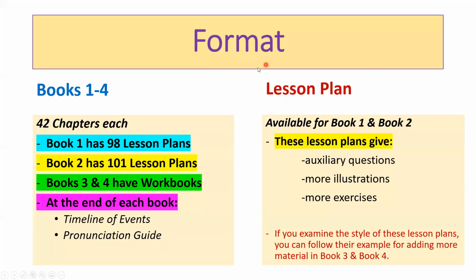In our format slide here, you notice that we'll be reviewing books 1 to 4 and the lesson plans that were made for book 1 and book 2. Each of these books has 42 chapters, and they also have workbooks that go with them. But book 1 and book 2 have lesson plans that have been developed for our intermediate level students. They're 30-minute lessons, and they give auxiliary questions, more illustrations, and more exercises to help these students.